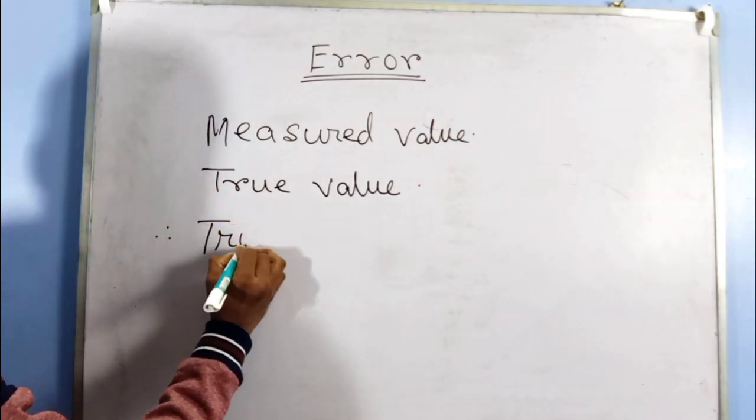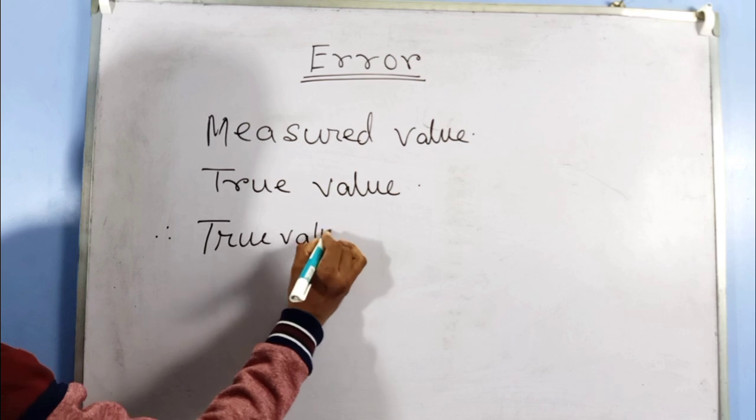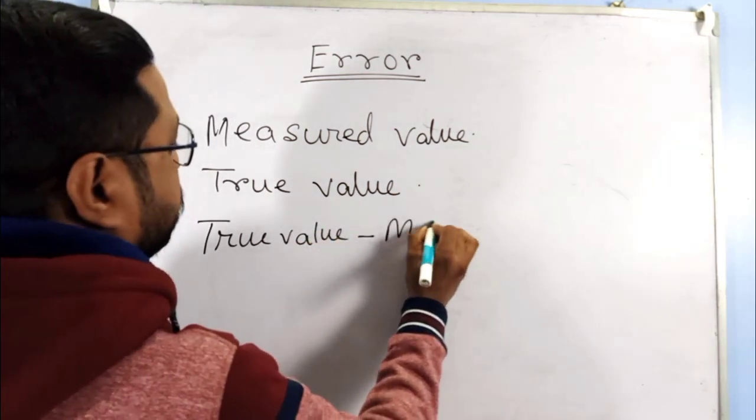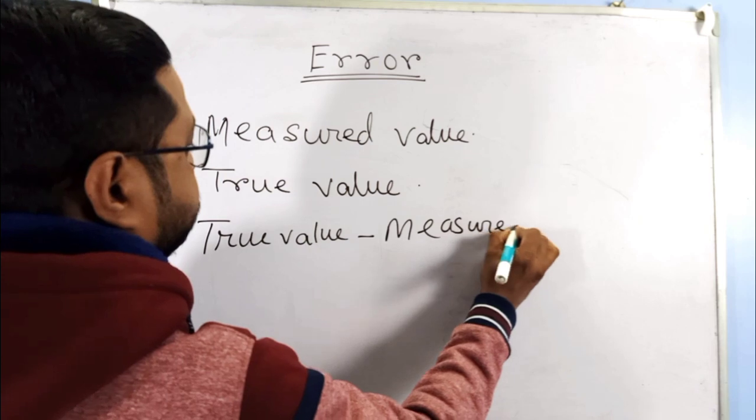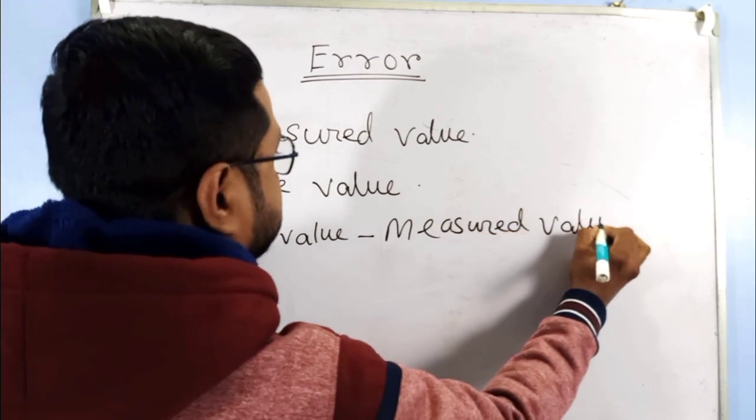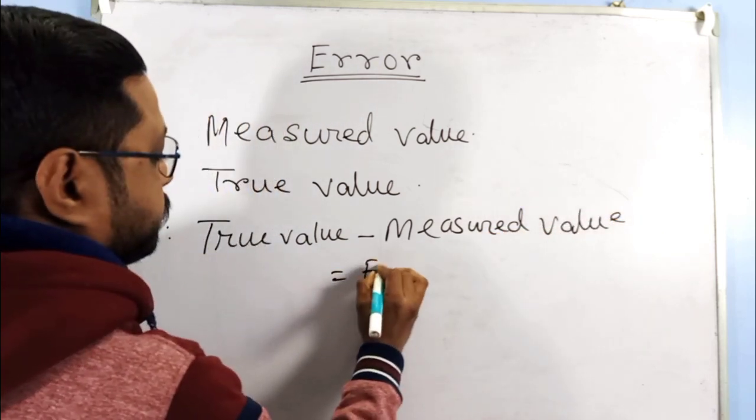Therefore, the difference between true value minus measured value is known as error. Okay.